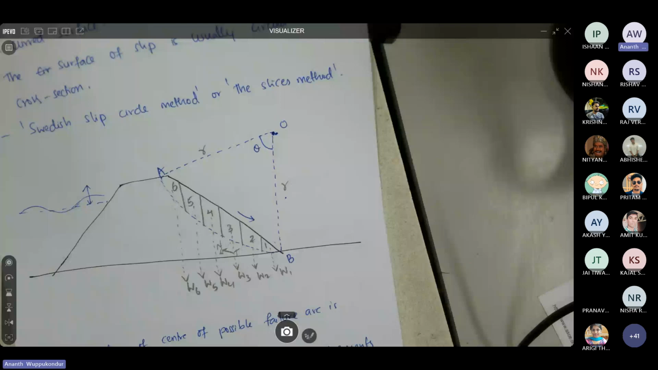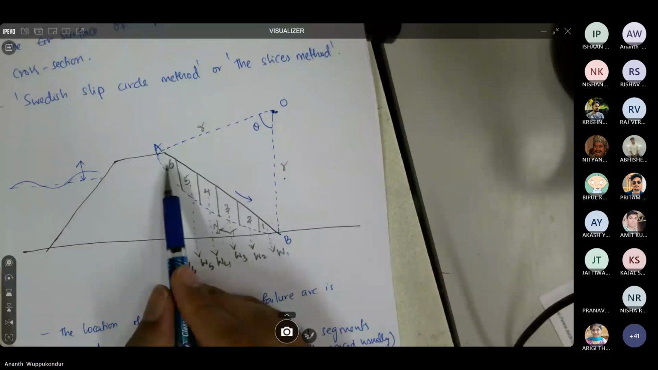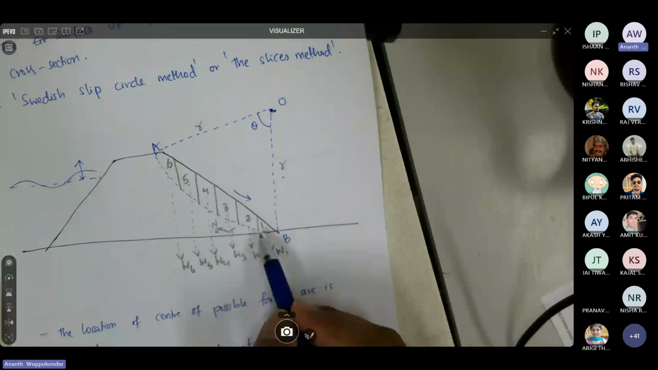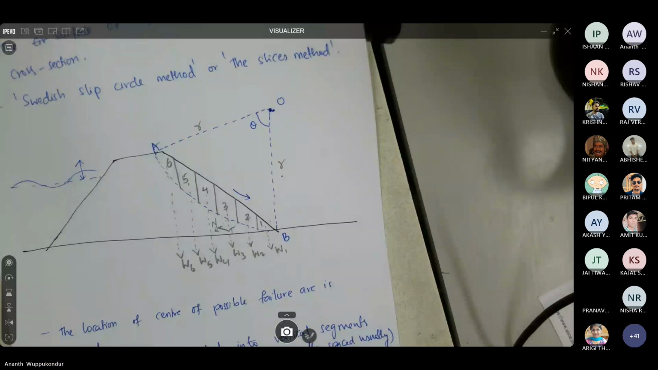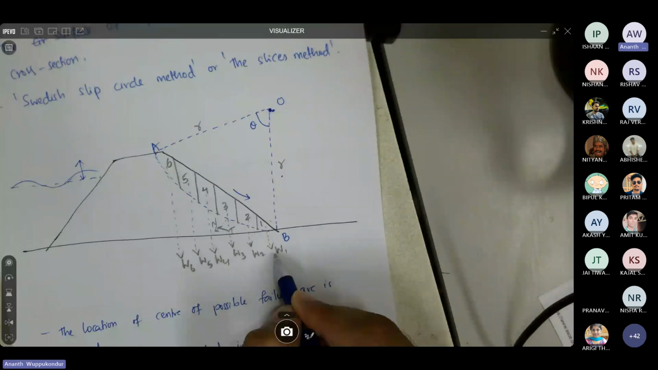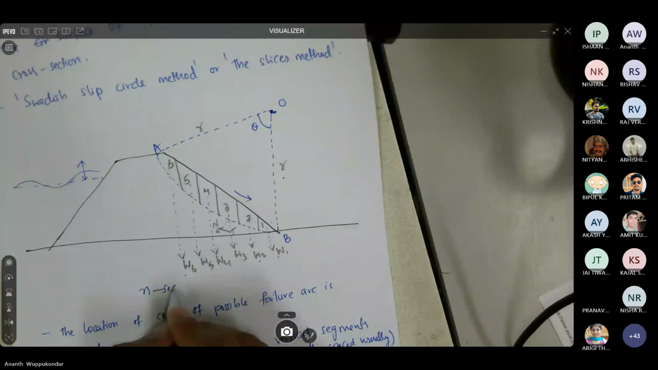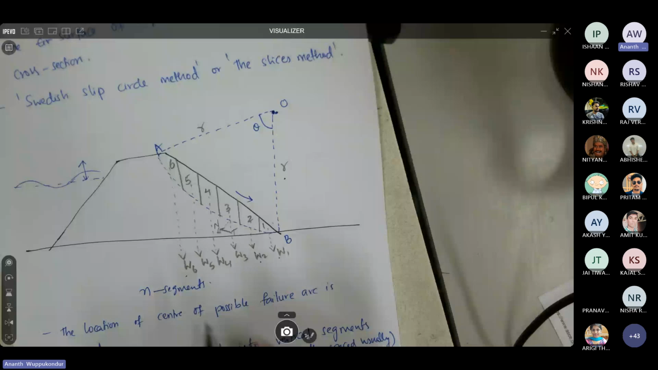Once you consider this slip surface, AB is my slip surface. What we do is divide this surface into multiple segments. So we have segments 1, 2, 3, 4, 5, and 6. These are the multiple segments that I have divided the slip circle into. Each of these segments has a weight component, which is W1, W2, until W6. So if you have n segments, then you would have the weights W1, W2, W3, until Wn.